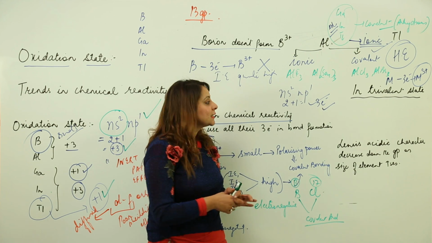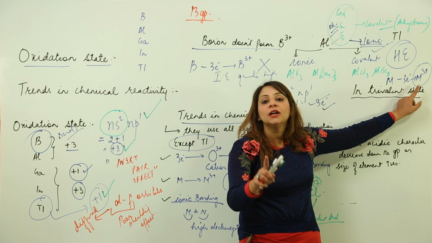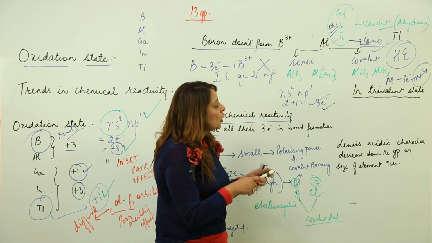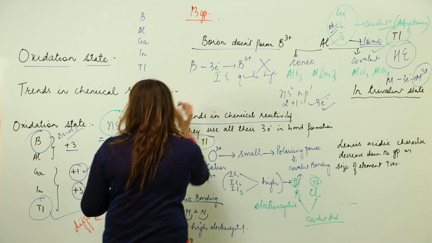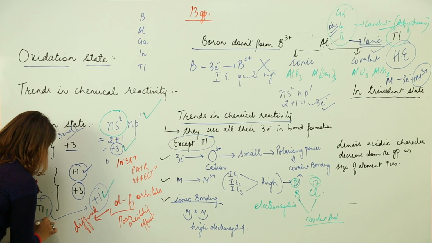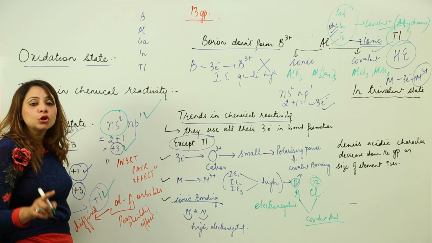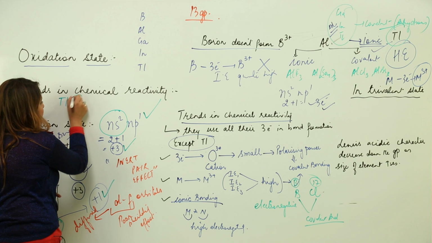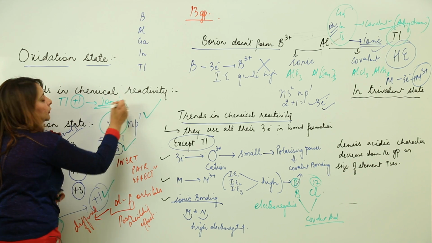So that means the formation of M3+ is actually favored, but only when they are present in a solution form. But if we talk about thallium, we know that for it the +1 oxidation state is more stable, right? So when it is present in the +1 oxidation state, it is going to show ionic bonding.